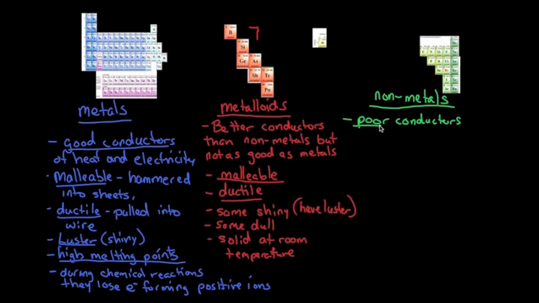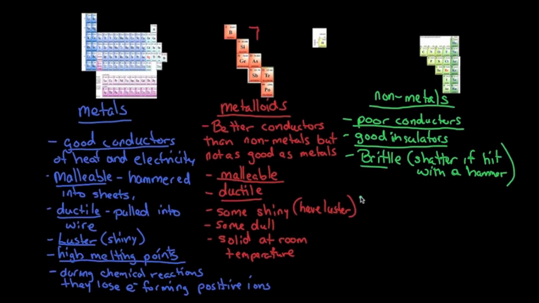Nonmetals are poor conductors of heat and electricity, which makes them very good insulators because they prevent heat and electricity from traveling through them. So many times you'll find nonmetals contained in things like coolers or wrapping electrical wire so that that heat and electricity does not get lost into the environment and it can be transmitted as efficiently as possible. Nonmetals are brittle, so instead of hammering them into sheets like a metal, if you hit a nonmetal with a hammer, it'll shatter and break if it is in its solid state.